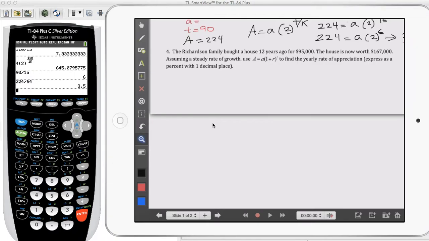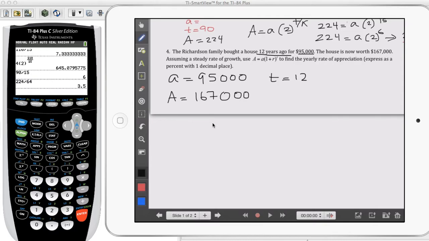Number 4, there's a family who bought a house 12 years ago for this much money. So that's your initial amount. And the time that they are giving you is 12. And the house is now $167,000. So that's the final amount. So as you can see, it's increasing in value.